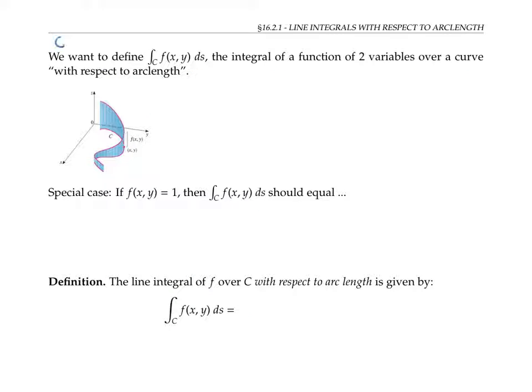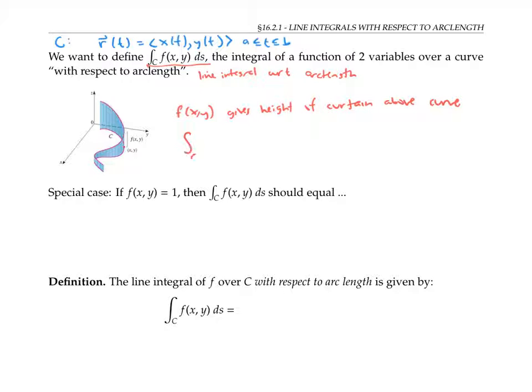Now for a smooth curve in the plane, parameterized by some vector function, as follows. Let's suppose we have some function f defined on the plane. We want to find this line integral with respect to arc length. This picture is intended to give the intuition. Here's the curve down here lying in the plane, and we can think of f as giving the height of a curtain above that curve. We can think of this line integral with respect to arc length as representing the area of the curtain.